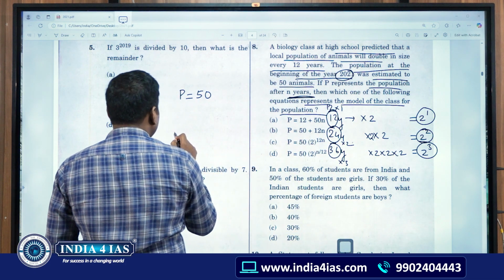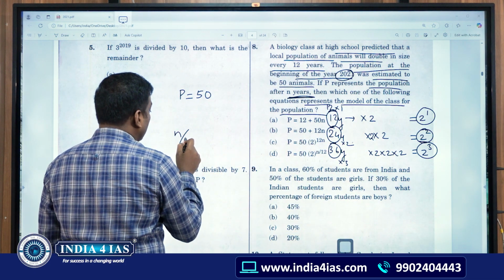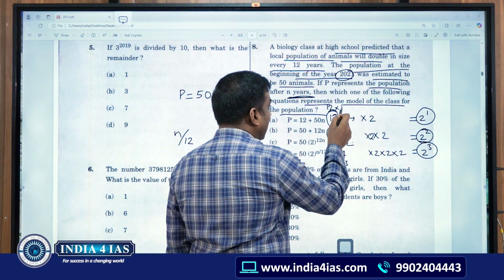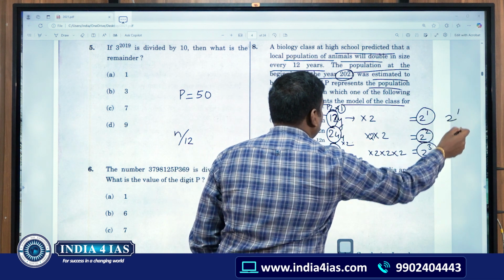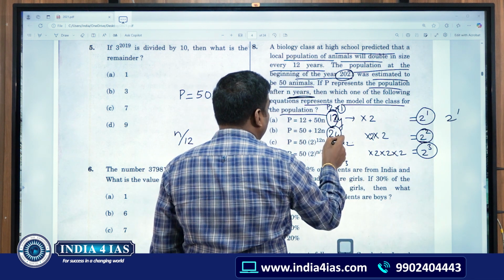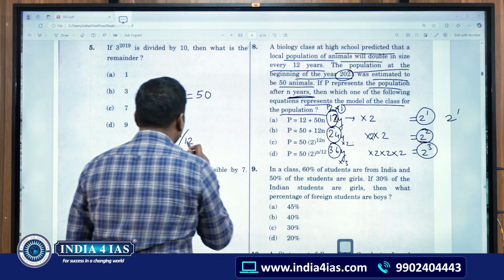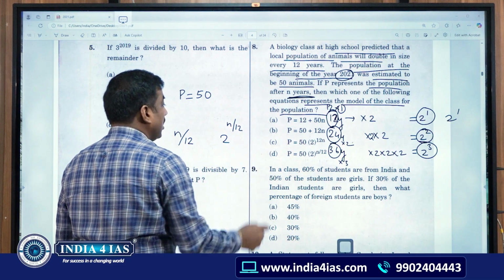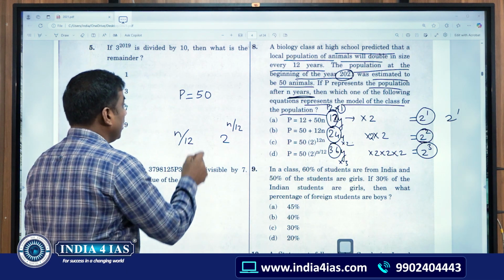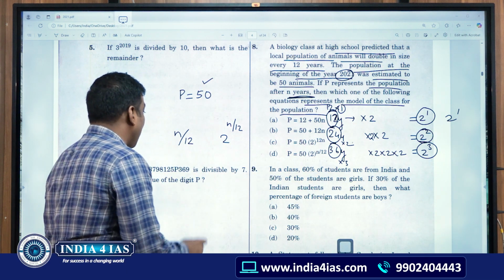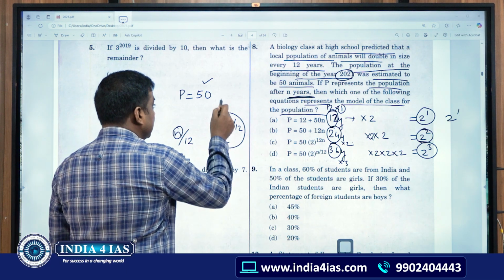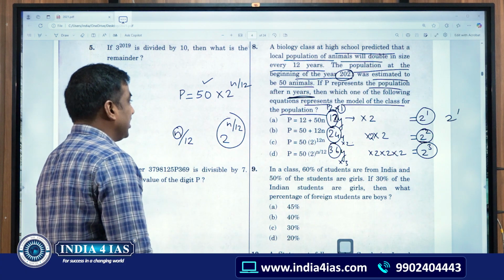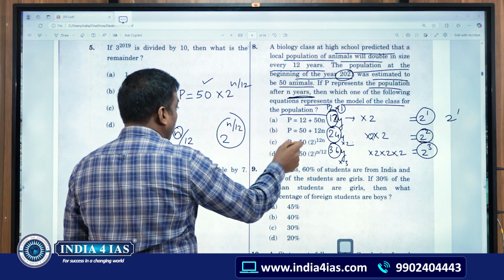If n is the number of years, I am going to divide it by 12, because 12 divided by 12 gets 1, so that is 2 to the power of 1. Here 24 divided by 12 is 2, which is 2 to the power of 2. So if I divide n by 12, that is going to be my power. If 50 is the initial population, after n years this is the factor that I should multiply with. So P is equal to 50 into 2 to the power of n by 12.